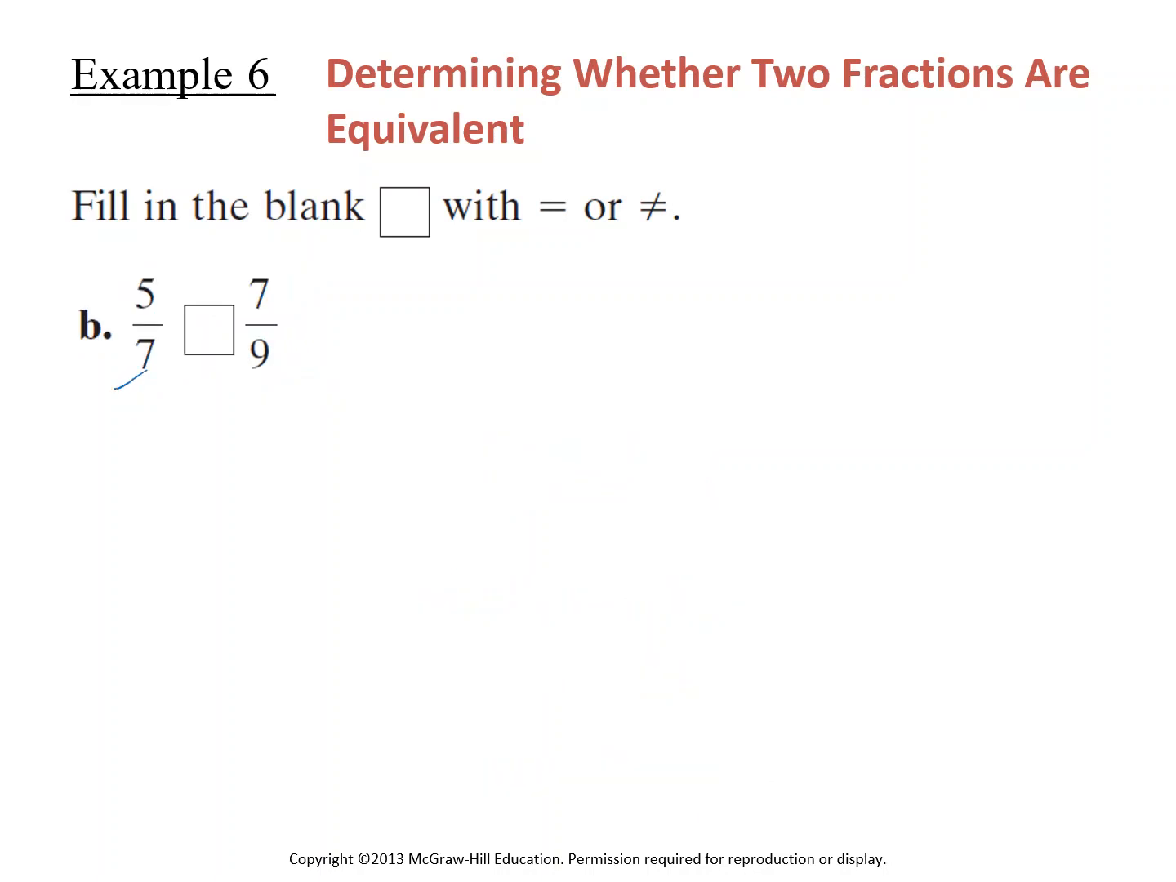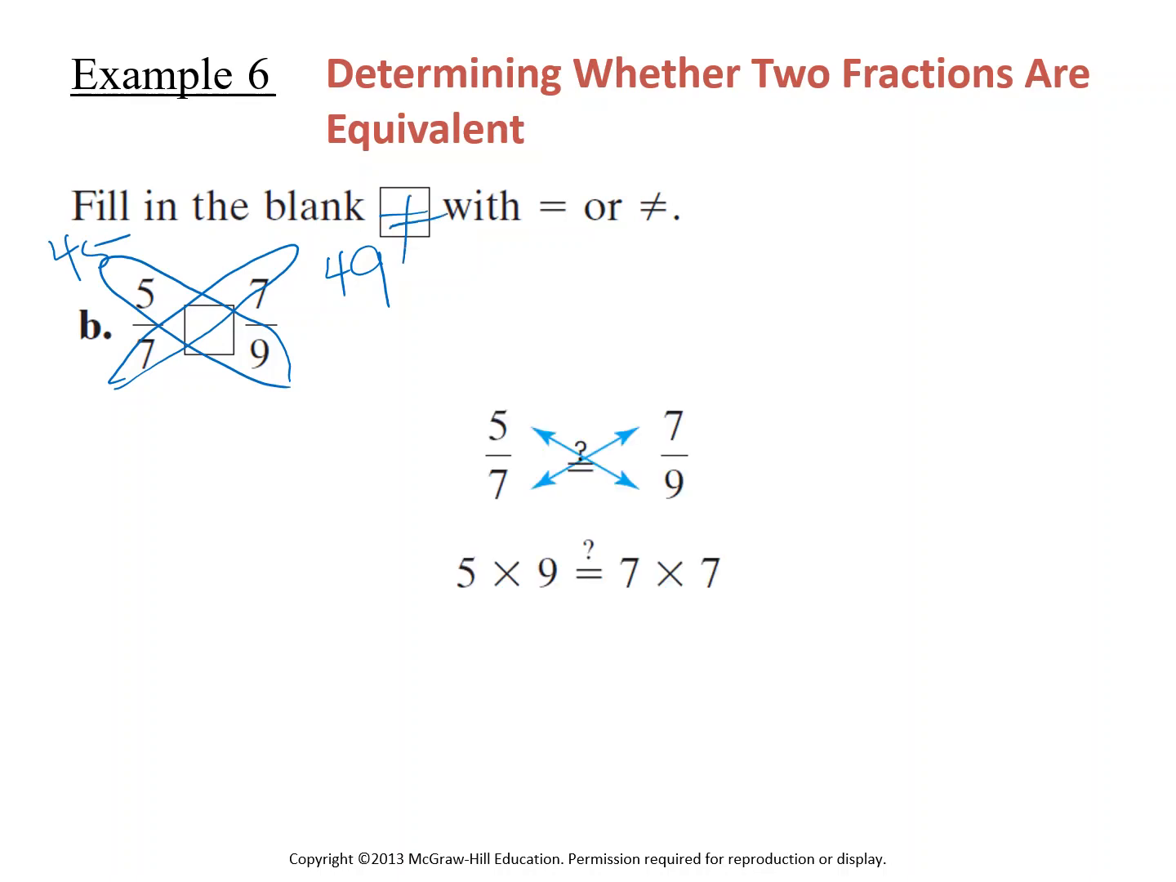So here I can multiply 7 times 7 is 49. 5 times 9 is 45. So these are not equivalent fractions.